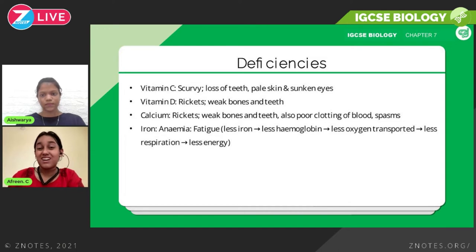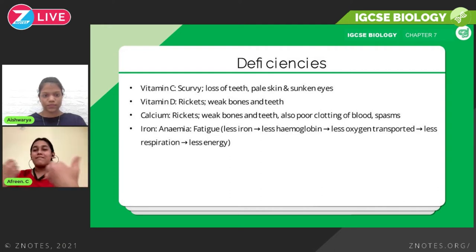And if you get a cut, you have excessive bleeding and you may need to see a healthcare professional for a small cut. Then there's iron. A deficiency of iron leads to anemia. Symptom: a person with anemia is more likely to be fatigued. Because they have less iron, there's less hemoglobin, so less oxygen transported, so less respiration occurring throughout your body, because oxygen is a reactant for respiration. Overall you'll have less energy, so you have more fatigue.